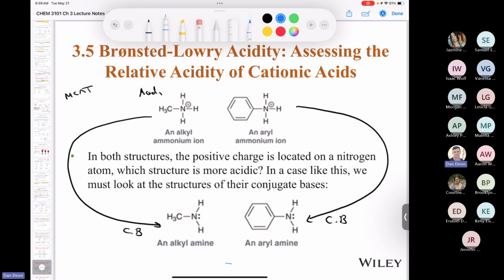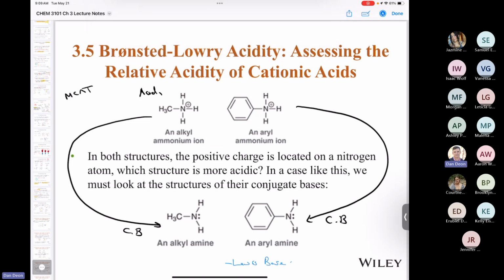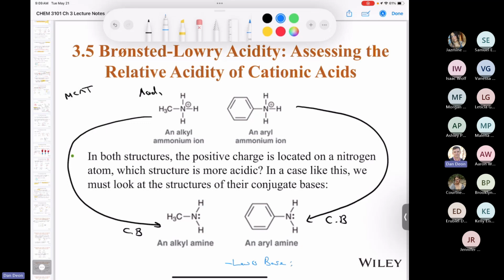So a Lewis base is going to be an electron donor. So whichever one of these is a weaker base is going to produce a stronger acid. So now we look at the pair of electrons. You have a pair of electrons on this nitrogen and a pair of electrons on this nitrogen. I'll do this one in red. If we think about the lone pair in blue, those are localized, right? There's no resonance structure you can draw for this.